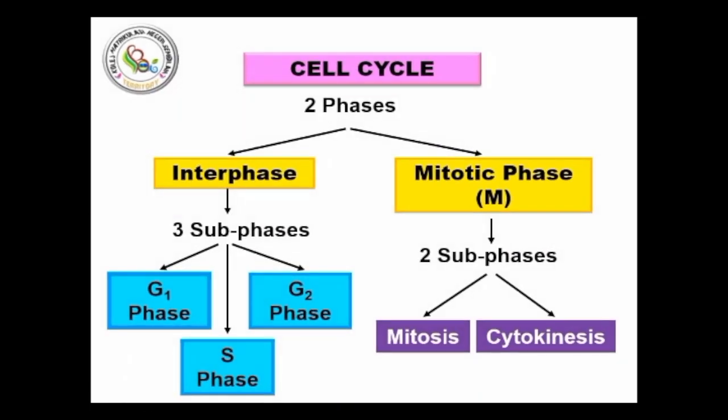Cell cycle can be divided into two phases, which are interphase and mitotic phase. In interphase, there are three subphases, which are G1 phase, S phase, and G2 phase, while in mitotic phase, there are two subphases, which are mitosis followed by cytokinesis.